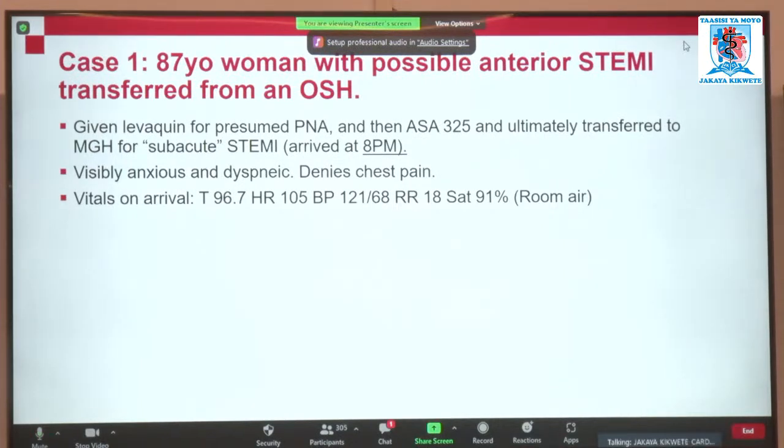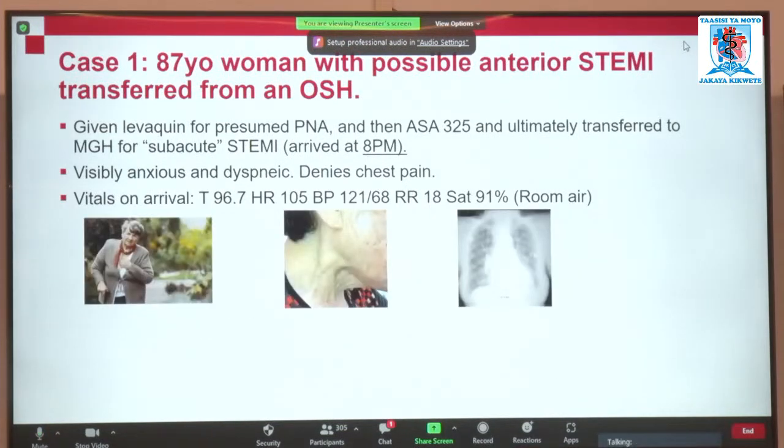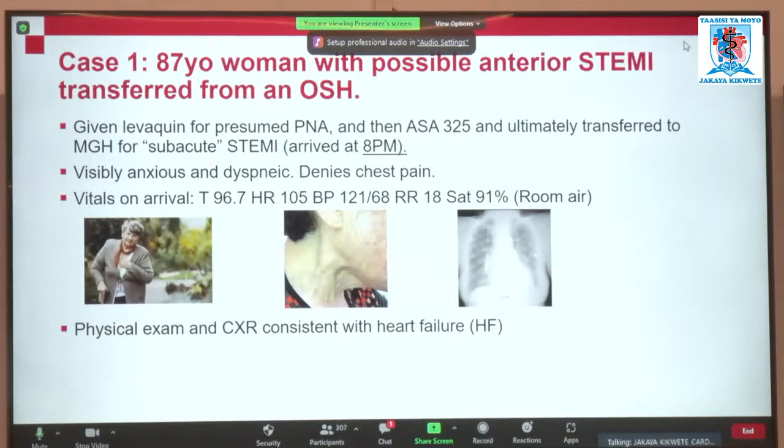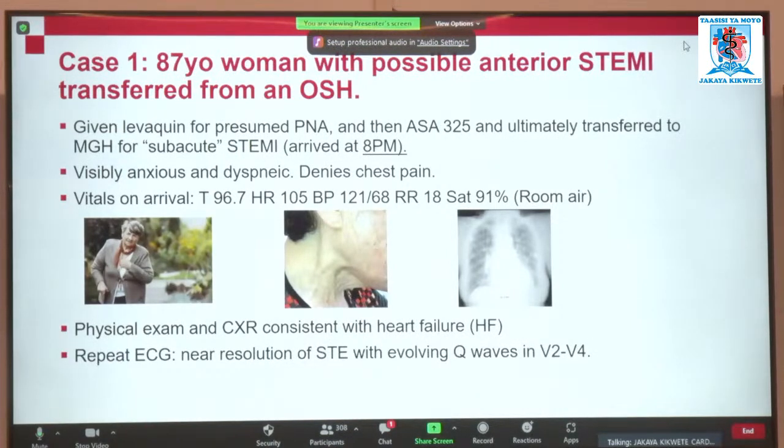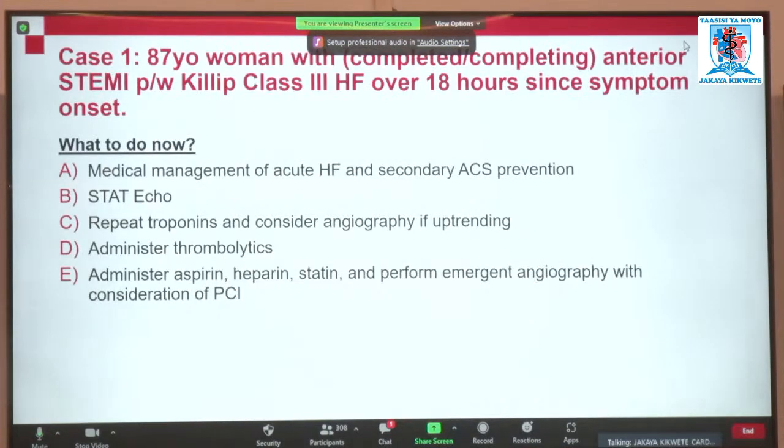So we have an anterior STEMI in an 87-year-old woman, and essentially when she arrives at our hospital, she's visibly anxious, she's dyspneic, she denies any active pain. She's normotensive but tachycardic and slightly hypoxemic. Her physical exam and chest x-ray are consistent with heart failure. Her EKG shows actually near resolution of her ECG changes. However, she does have evolving Q waves. So the question is, what do you do now?